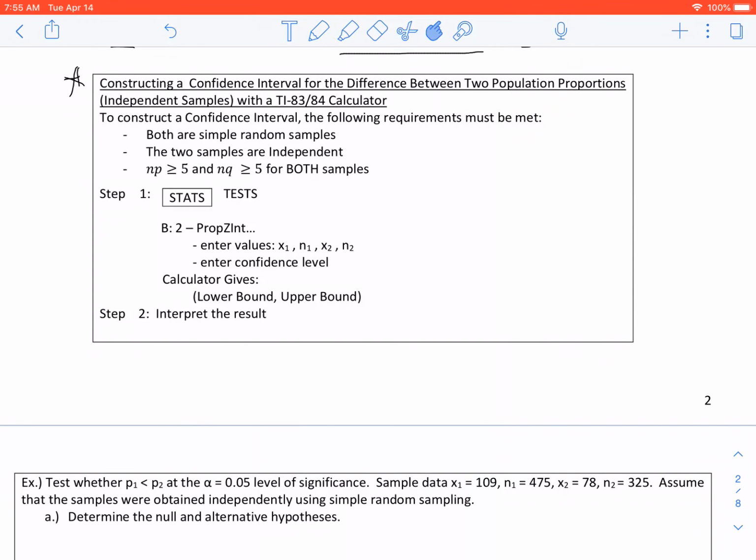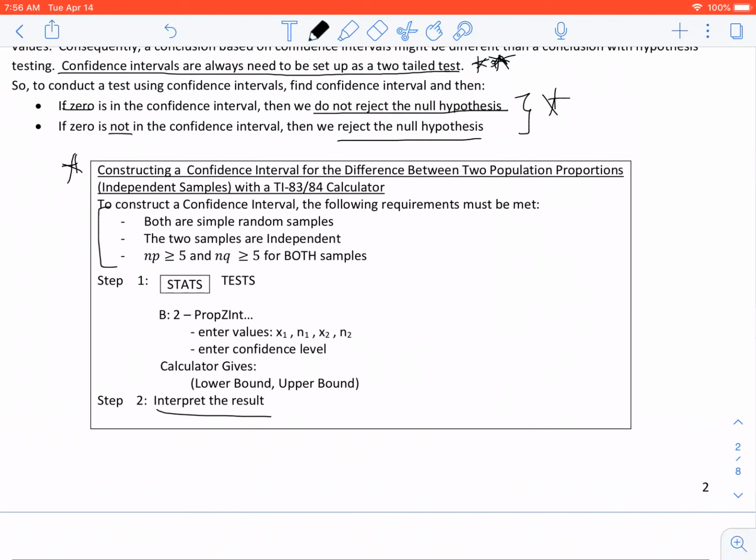Constructing a confidence interval for the difference between two population proportions, independent samples, with a TI-83 or 84 calculator. Again, you need to check that you can actually perform the test. And then you're going to stat, test, 2-PropZInt. Int because we're dealing with an interval. x1, n1, x2, n2 need to be entered. Enter the confidence level. The calculator is going to give your lower bound and your upper bound. Then you need to interpret your results. So interpreting this time, since we're doing a test, you would have to ask yourself, is 0 in that interval or is 0 not in that interval?